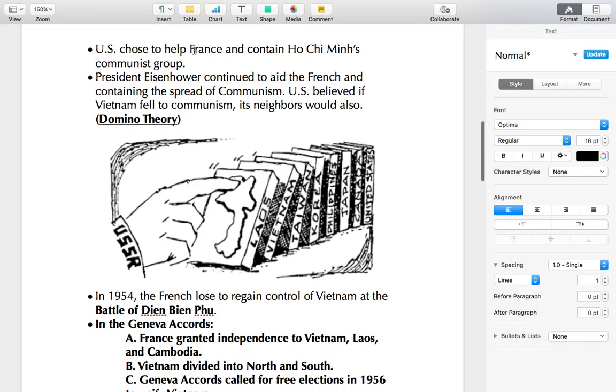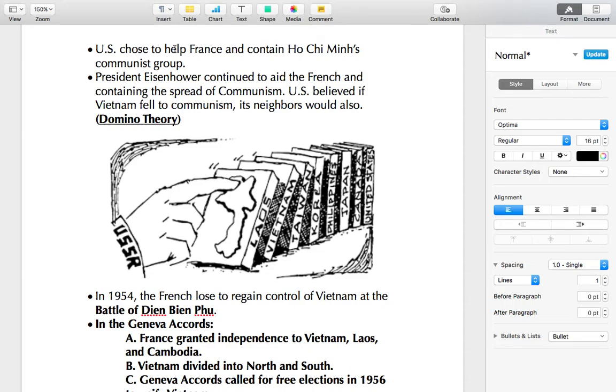Truman and the United States will choose to help the French. They thought having the French as an ally was more important than independence for Vietnam. One of the main reasons was the United States was fearful that if anything happened with the Soviet Union, especially in Europe, the French would side with the Soviets and not the United States. So this is one of the reasons the United States decided to help them retake Indochina.